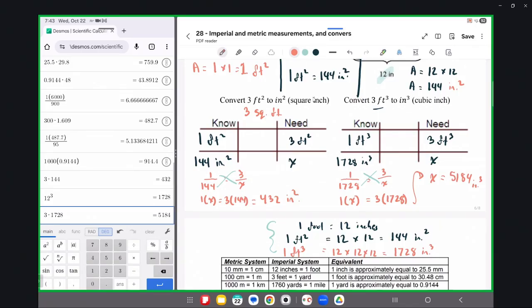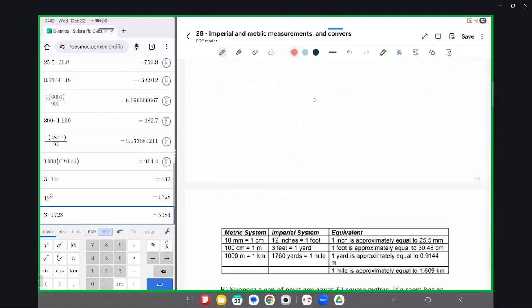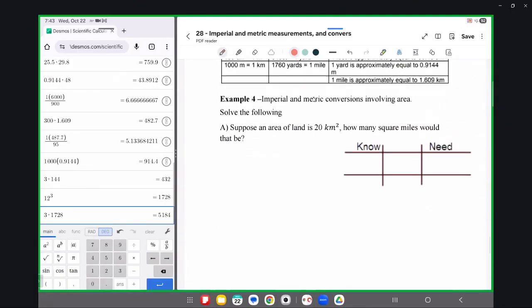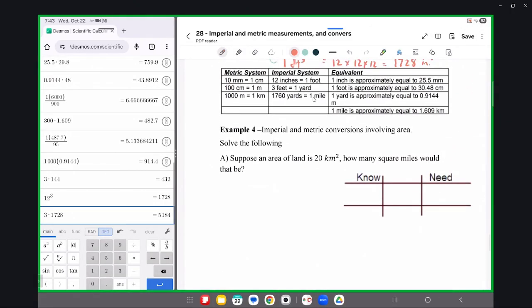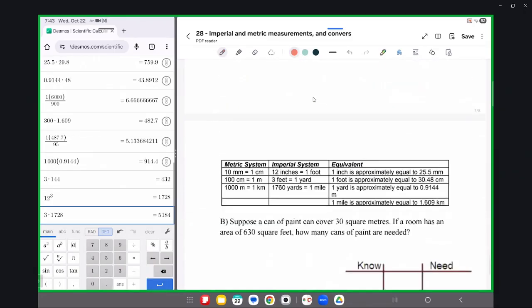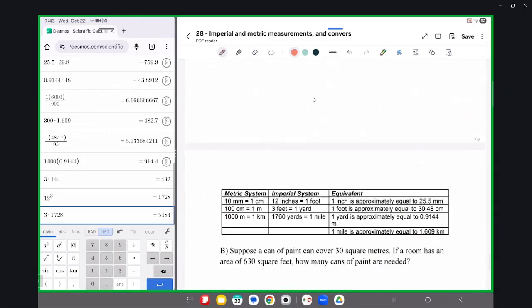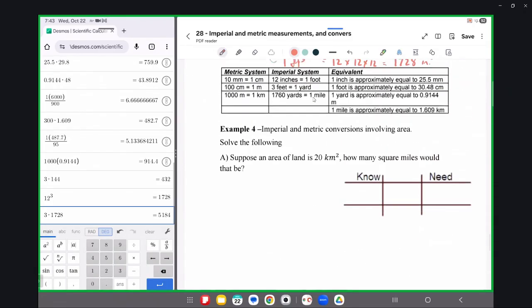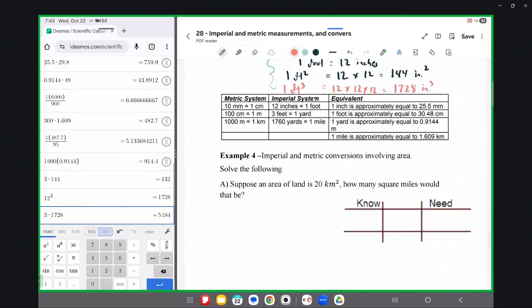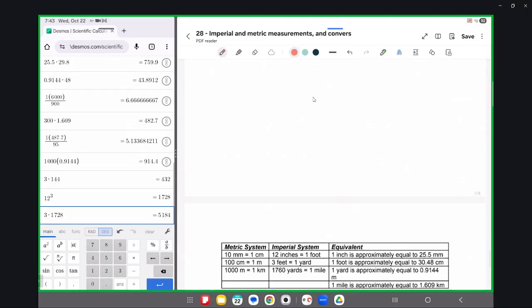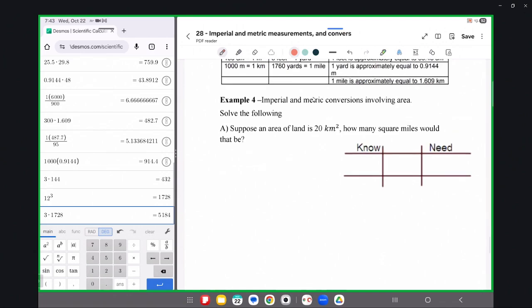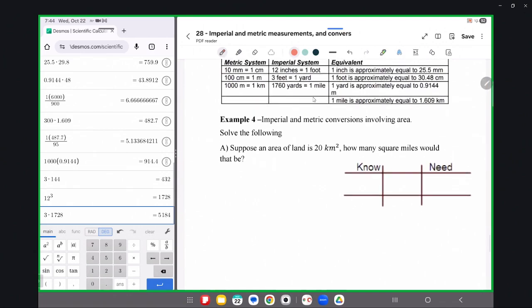Okay, let us continue on. And so we have this conversion here. So example 4, we have imperial and metric conversions involving area. So we're going to solve the following. And we have 2 examples, and that's going to close this out for the day. So example A says, suppose an area of land is 20 kilometers squared. How many square miles would that be?